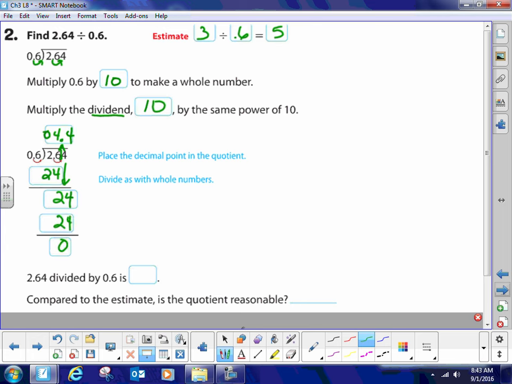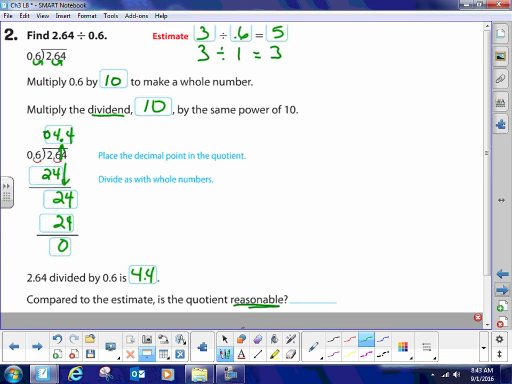So 2.64 divided by 0.6 is 4.4. And my estimate came up with 5, so I was close. But I don't know if you can do that in your head like that. They would have probably done something like rounding this to 3, divided by 1 equals 3. I guess that's okay. Again, I wouldn't do this. I wouldn't compare for reasonableness.